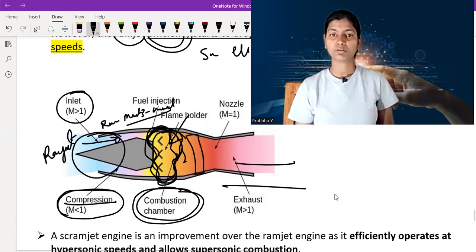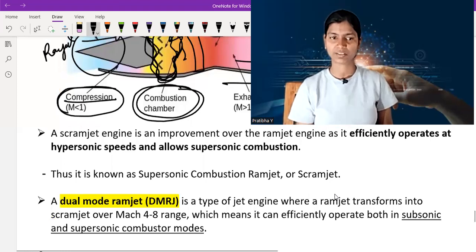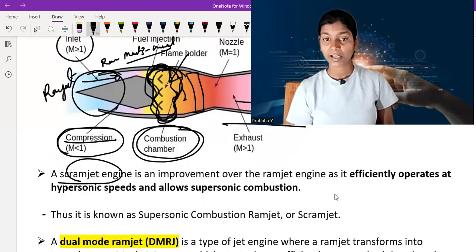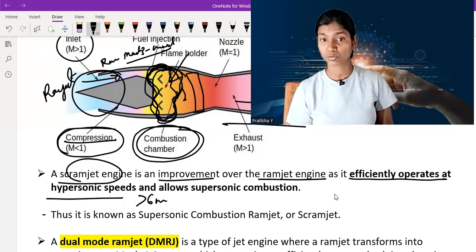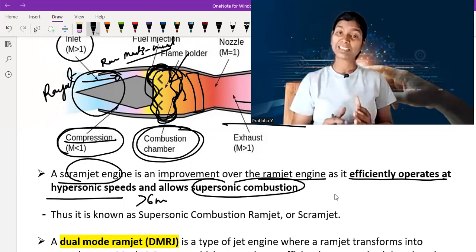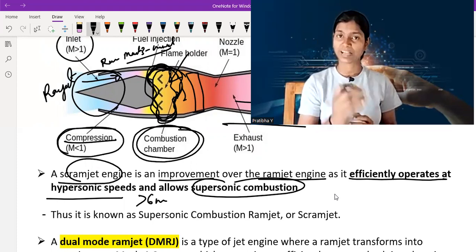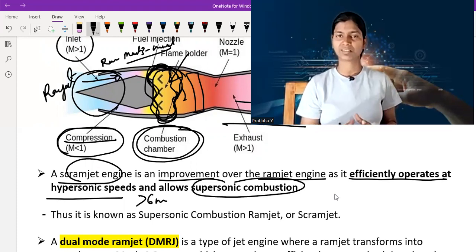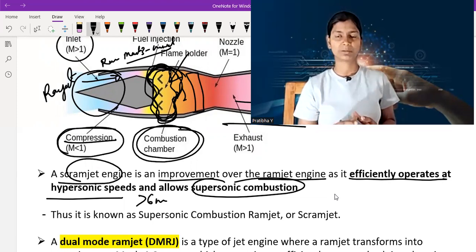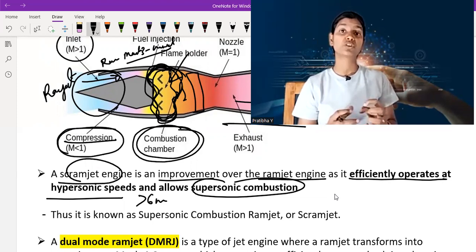Okay. Now let's talk about the scramjet. What is a scramjet? A scramjet engine is an improvement over the ramjet engine, and it operates efficiently at hypersonic speed, more than Mach 6, and allows supersonic combustion. It uses its speed to compress the air. A ramjet compresses the air at a hypersonic level, but a scramjet uses this speed to compress the air at a supersonic level. That is, it is using more compressed air.